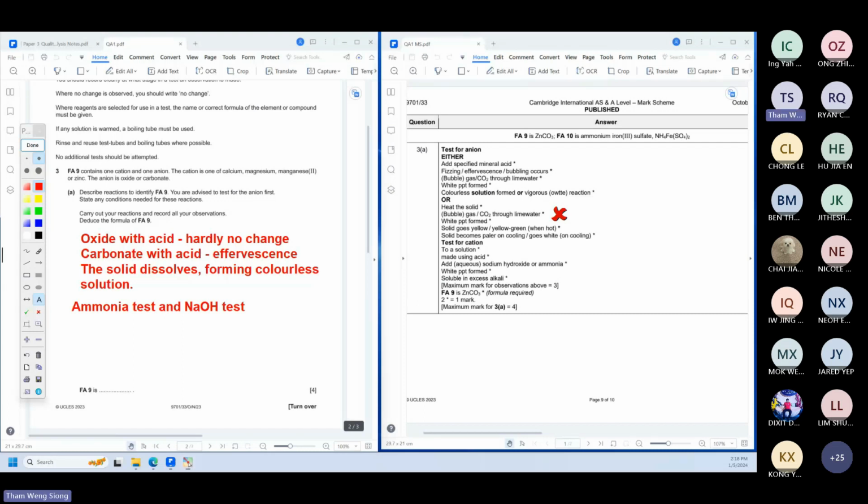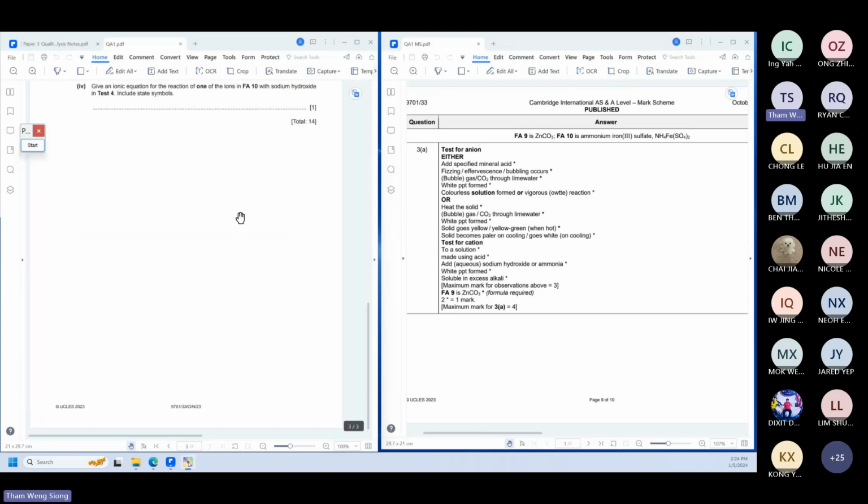Because oxide, let's say you don't add in acid, you can add in a bit of water, take a little bit, add in water. Because sometimes the oxide may be partially insoluble. So you see whether the oxide will dissolve in water, react with water to form hydroxides. That's when you can test with litmus paper. All right, next one. Let's look at this one.